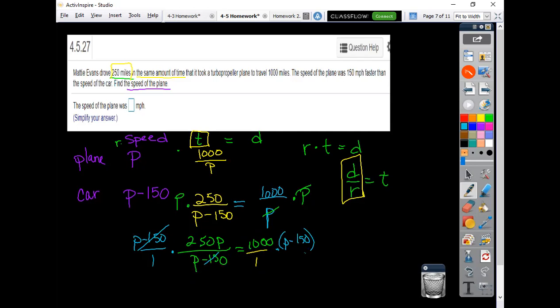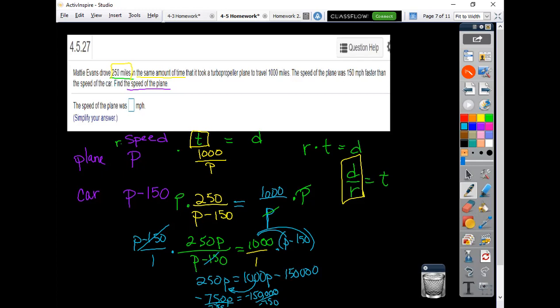Now just the left side is still the 250p. The right side, distribute that out. 1000p minus the 1000 times 150. That would add 3 zeros onto the 150. And then I think I'll just go ahead and subtract this. So it's going to make a negative 750p on this side, equal to the negative 150,000. Divide by the 750. That's a negative also. Running out of space there.